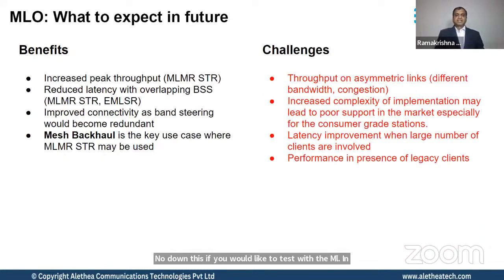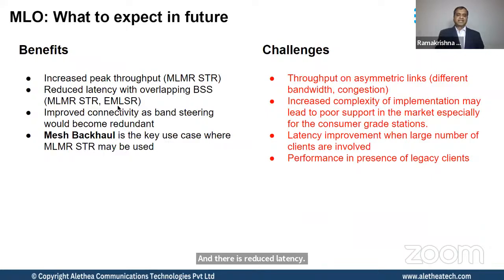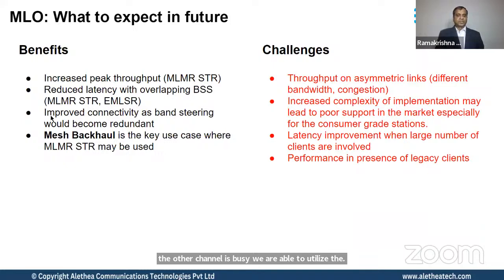This would summarize what I would call benefits and challenges. We need to note that there is obviously increased peak throughput for MLMR STR because it is transmitting on 2 links, and there is reduced latency in the case of both MLMR and EMLSR because of the way the channel switching happens. When the other channel is busy, we're able to utilize the different channel to gain an advantage.